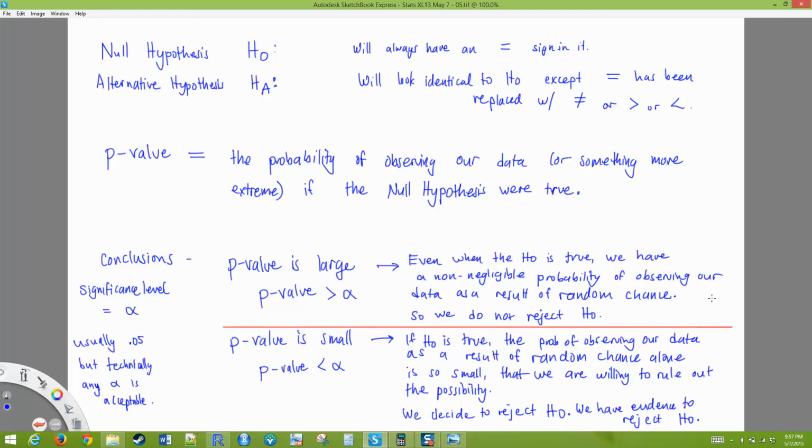So this sets up the framework of hypothesis testing. Keep that kind of logic in mind. And next week we'll get into the actual mechanics of doing a hypothesis test for one of our simple cases, which would be the t-test.